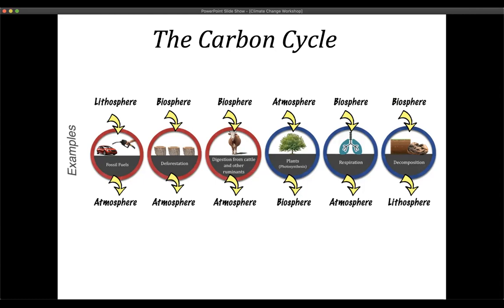You'll notice the ones on the left are outlined in red and the ones on the right are outlined in blue. That was specific because the processes on the left are mostly human driven and the ones on the right are mostly natural cycles. That's something important as you build on your knowledge about climate change: to understand that these processes happen naturally and others are enhanced by human activity.